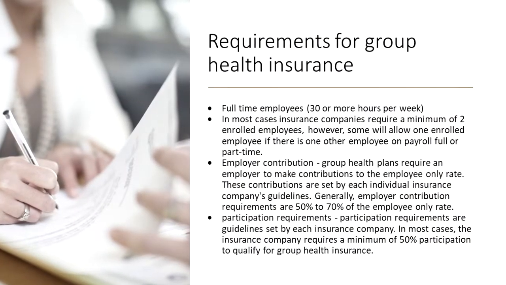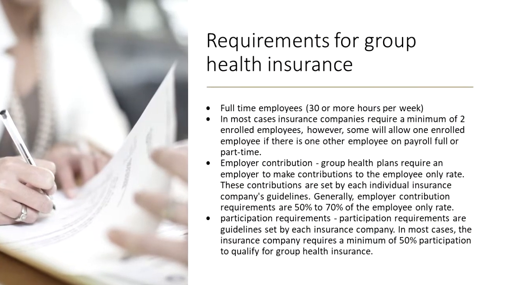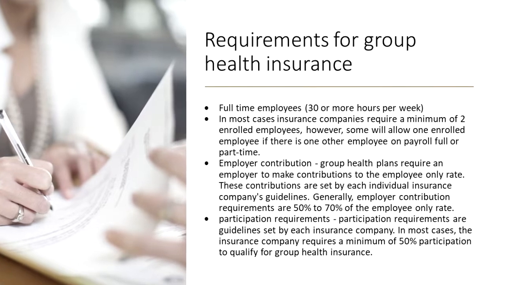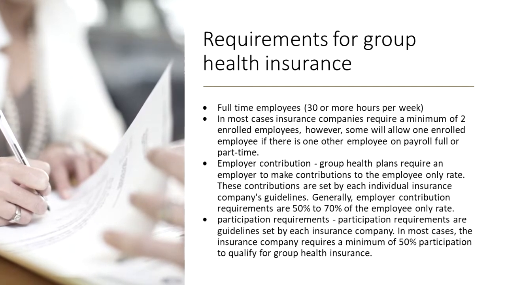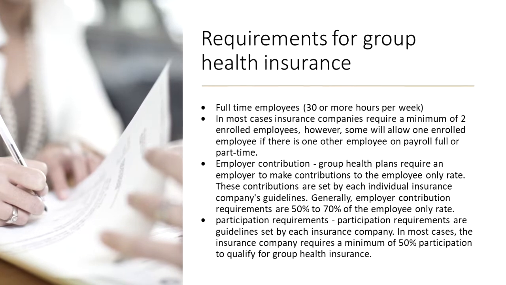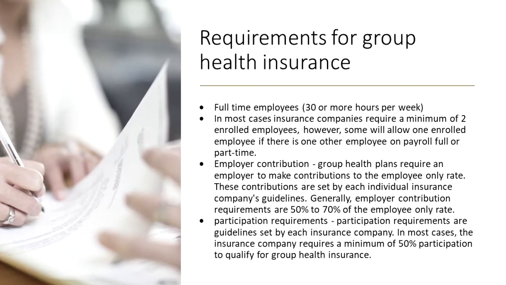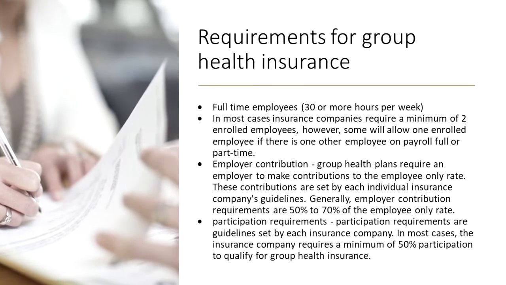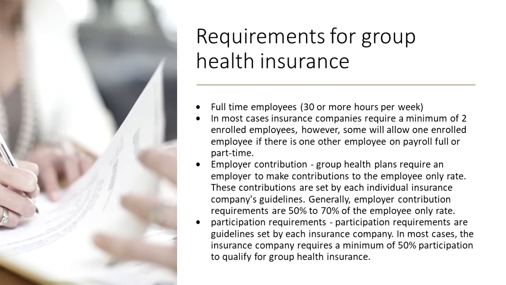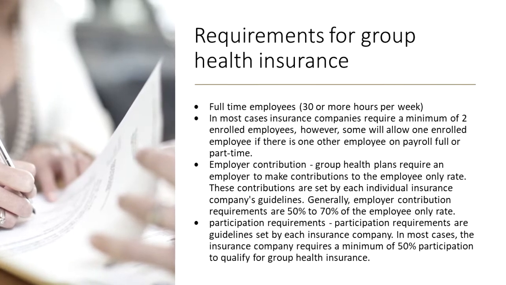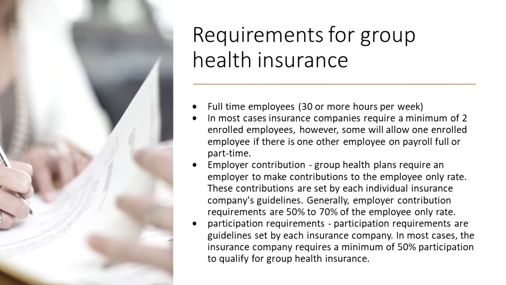Requirements for group health insurance. Only full-time employees, or 1099 employees working 30 or more hours per week are eligible. In most cases, insurance companies require a minimum of 2 enrolled employees. However, some allow 1 enrolled employee as long as there is 1 other employee on payroll, full or part-time.